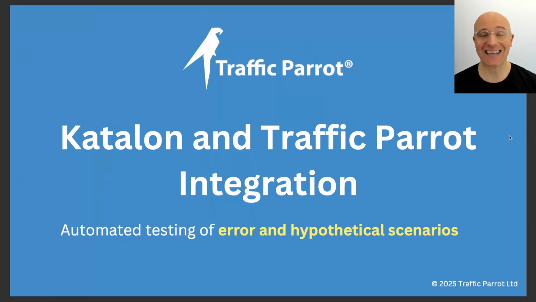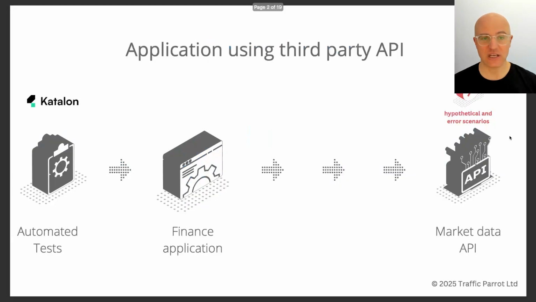Hi, let's have a look at Katalon and Traffic Parrot integration and how we can do automated testing of error and hypothetical situations. So we've got this finance application that we're testing using our Katalon automated tests, and it's connecting to a market data API. However, we've got this issue that it's hard to set up hypothetical and error scenarios in this testing environment. So let me show you this finance application and our automated tests first.